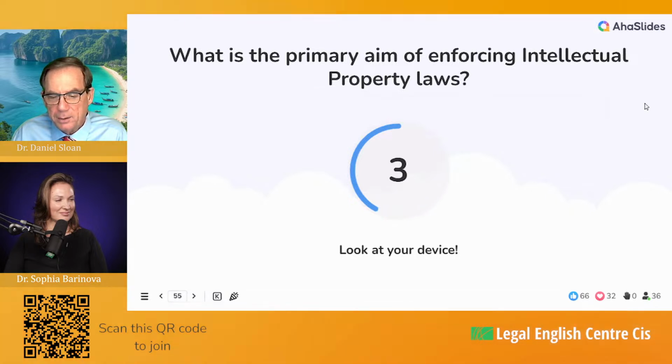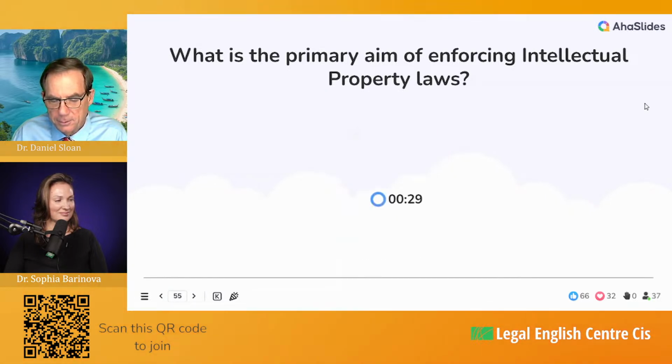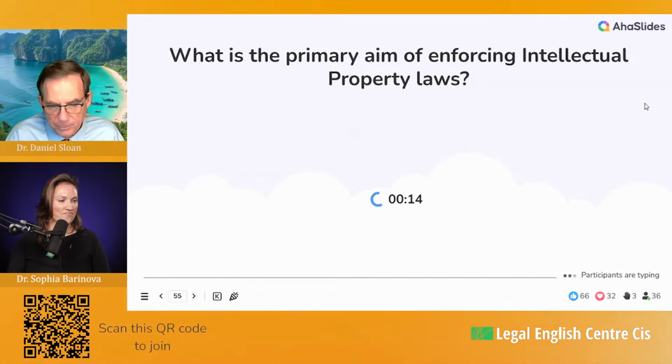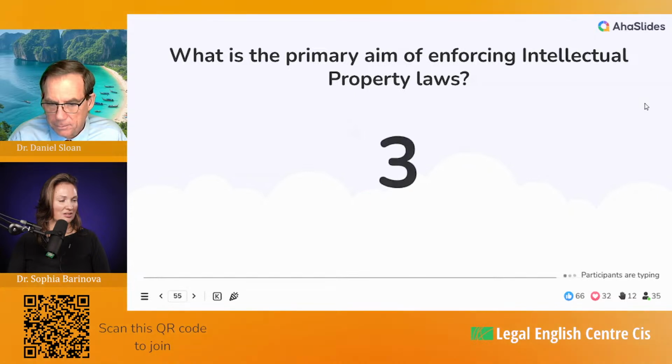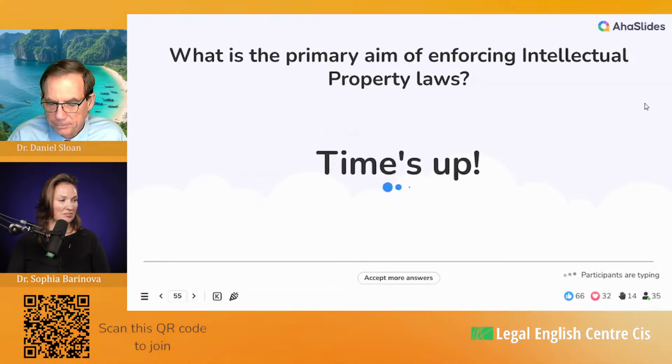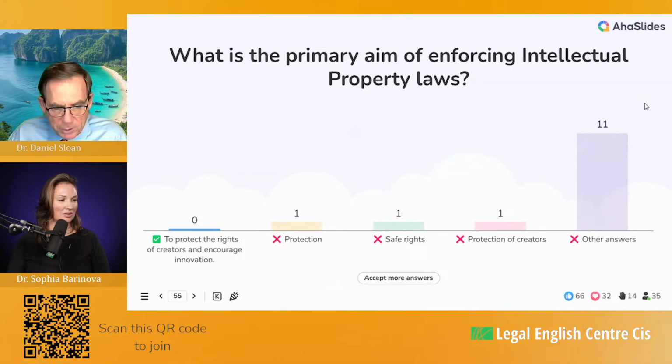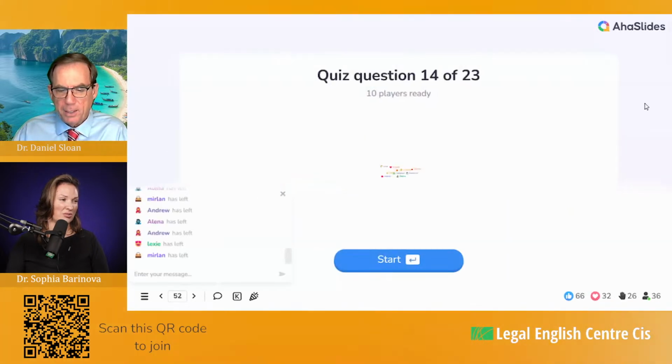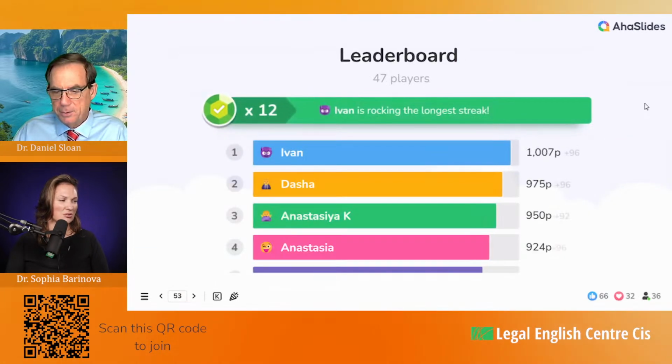What is the primary aim of enforcing intellectual property laws? Well, I don't see any question. Oh, they need to type, as I understand. The screen says participants are typing. Okay. What is the primary aim of enforcing intellectual property laws? That is very interesting. Oh, so we have to protect the rights of creators, encourage innovation. Protection. We didn't see the question, so I think there was some technology hiccup. Yeah, it happens.